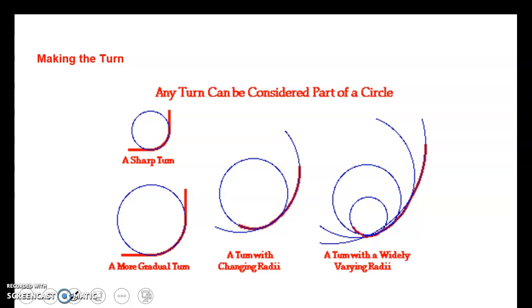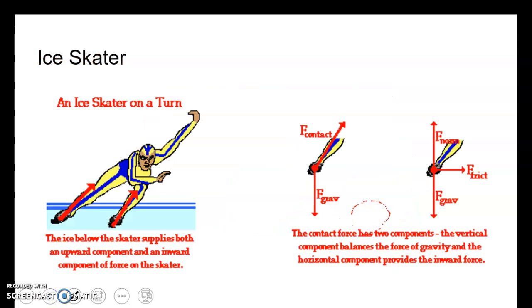Turns are considered part of a circle: sharp turn, gradual turn, if you change the radius of the curve. But wherever you're at, that's how you determine your circle. The circle can be based on a lot of things with the turn. How about an ice skater going on a turn? With an ice skater, the skate is always at an angle, so there's an upward and inward component of your force. Gravity's going down. The contact force is going to be broken up into an upward and a horizontal force. The horizontal force is going to relate to friction, while gravity is going to be considered the upward or vertical force.